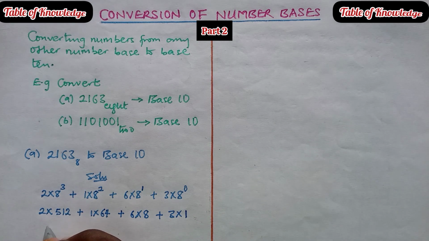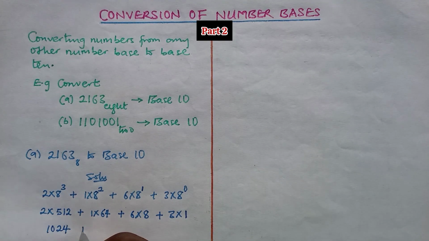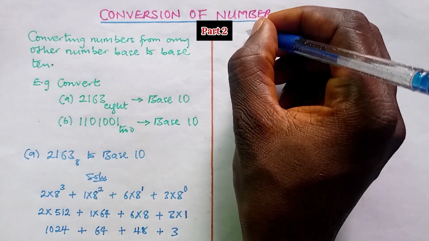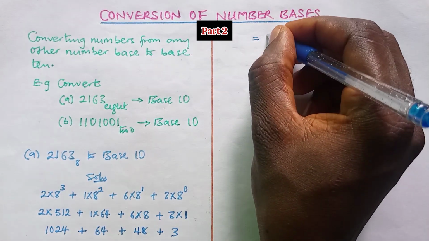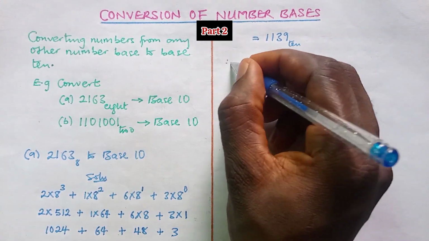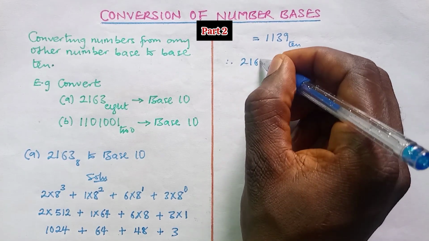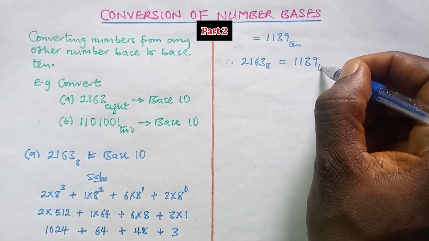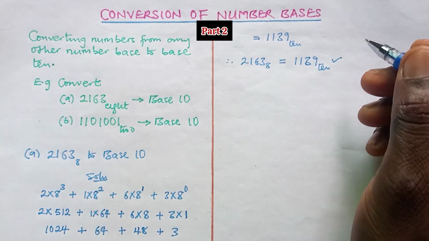So 2 times 512 will give you 1024. 1 times 64 is 64. 6 times 8 is 48. Then 3 times 1 is 3. We add all the numbers together and that will give us 1139 in base 10. Therefore, 2163 in base 8 is equal to 1139 in base 10. And that is the answer.